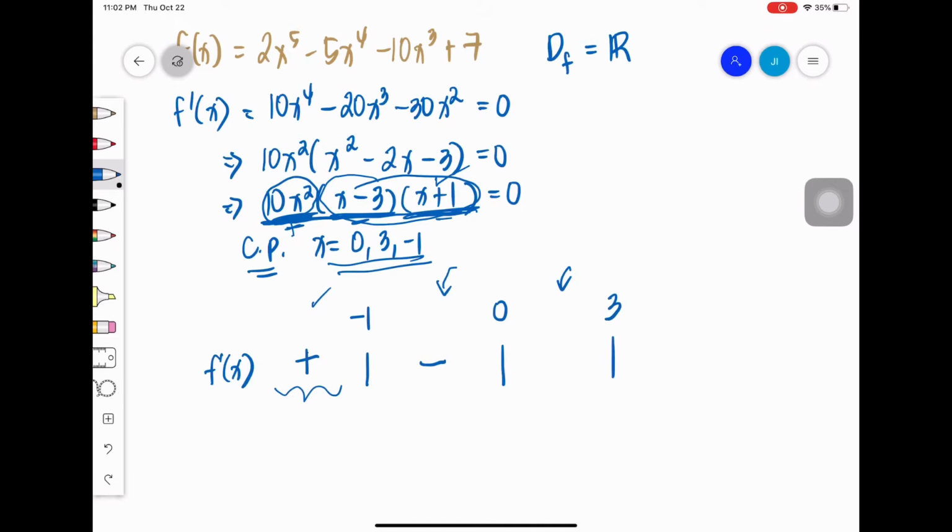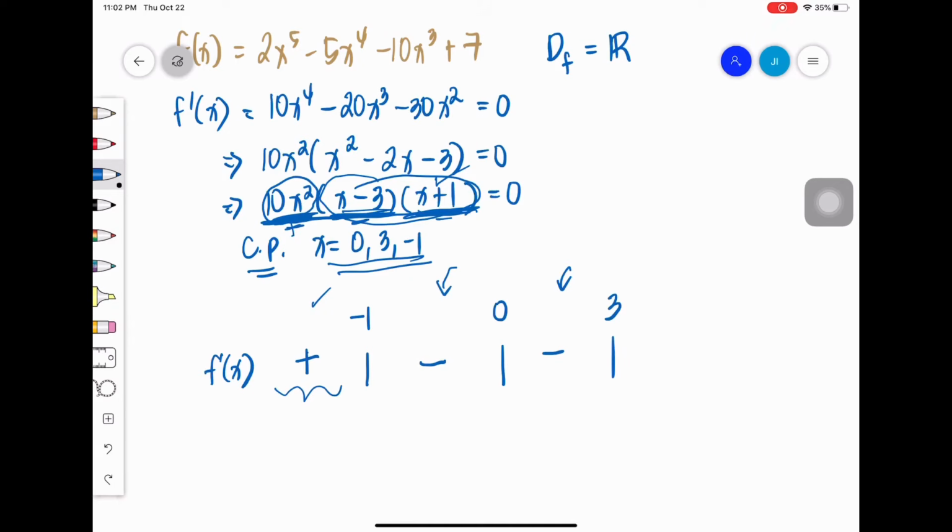We need to obtain a number from 0 to 3, say when x is 1. When x is 1, let's plug it inside these two guys here. So we'll have 1 minus 3 is negative times 1 plus 1 is positive. That's why we'll have a negative times positive, and that is still a negative sign.